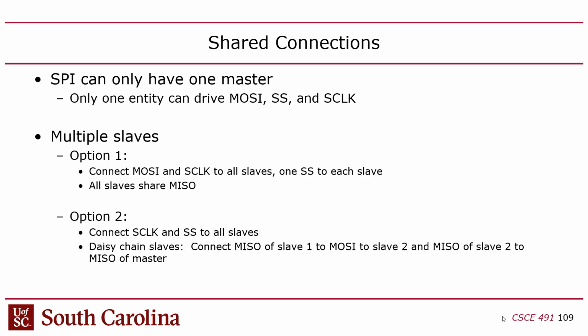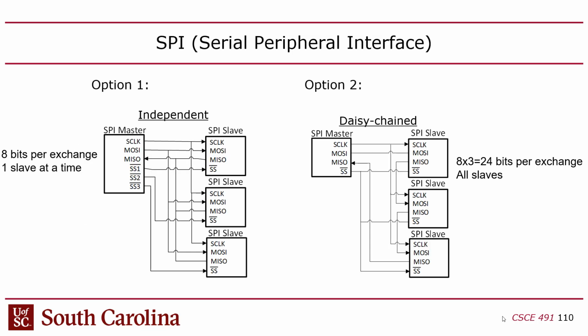It's not very common, but the problem that you have to solve with multiple slaves is what you do about MISO, because you'd have multiple slaves all competing to write to MISO. You can resolve that by using tri-state buffers on the slaves, where the slaves can drive MISO whenever they're supposed to talk, and they'll know that because of the slave select, right? So that's a solvable problem.